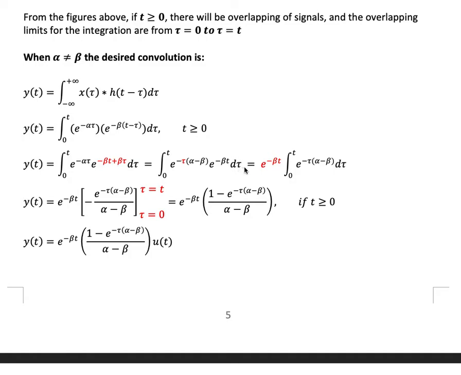Like I mentioned before, this integral is just with respect to tau, so we can just take out the constant part. Now, if we integrate the part inside, we know that the integral of an exponential is the same exponential with the inverse of the derivative of the exponent. In this case, it's going to be 1 over alpha minus beta, as it is shown here.